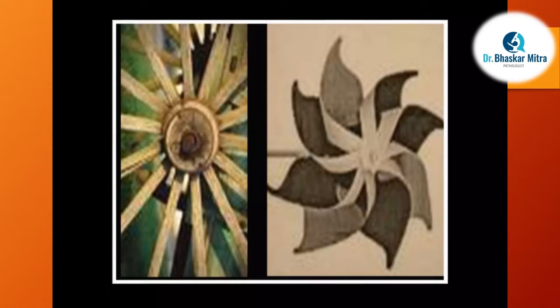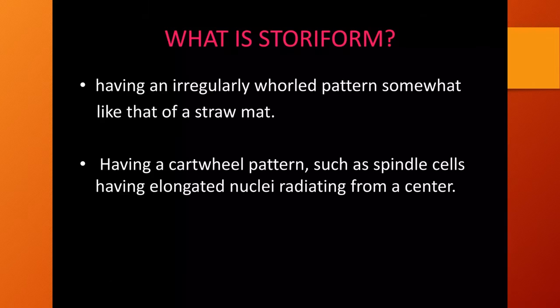Now this is what we call storiform, or cartwheel-type appearance. Storiform means an irregularly whorled pattern, like rotating something, somewhat like that of a straw mat. It has a cartwheel appearance, with spindle cells having elongated nuclei radiating from the center. It's like a cartwheel. This is the cartwheel appearance.